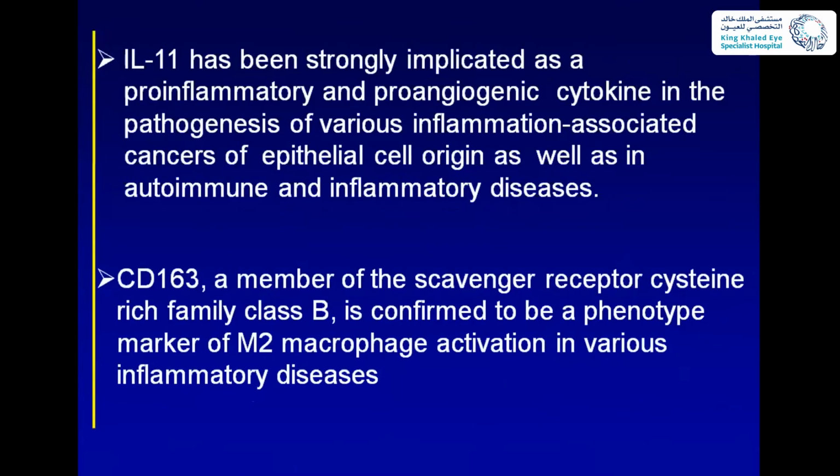And so interleukin 11, this cytokine, this chemical messenger, has a very important role. It is pro-inflammatory and pro-angiogenic, and it is involved in the cancer of epithelial cells. It enhances the angiogenesis process and activates inflammatory cells. It is a very strong inflammatory molecule, and it will increase the inflammation.